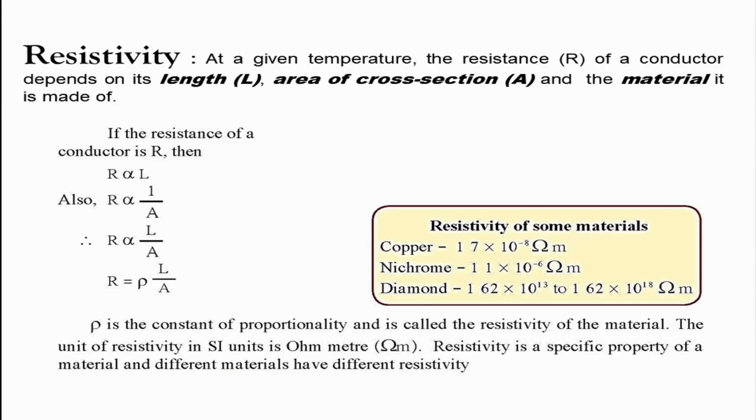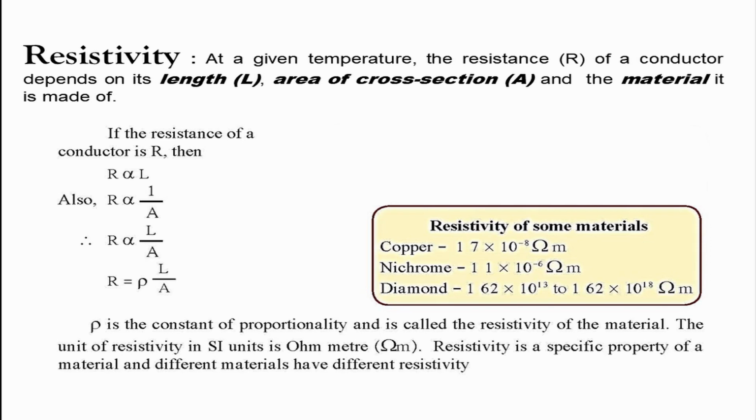The next thing which we are going to learn is about resistivity. A small revision. When a current flows through a conductor, the length of the conductor matters, the area of cross section of the conductor matters, and the material used for the conduction also matters. So the resistance of a conductor is directly proportional to length and inversely proportional to area of cross section.